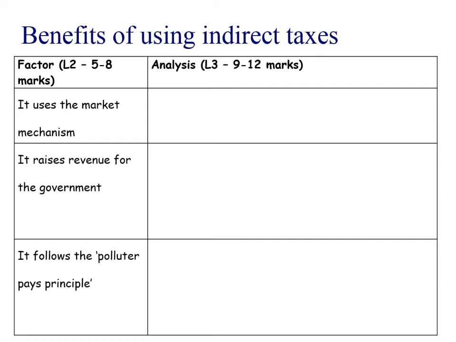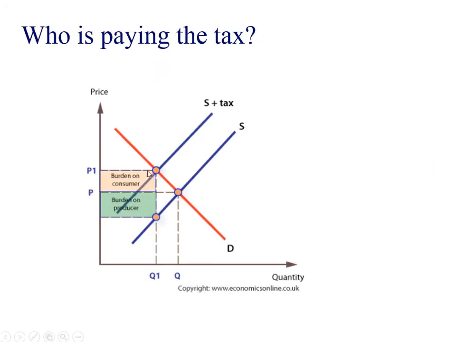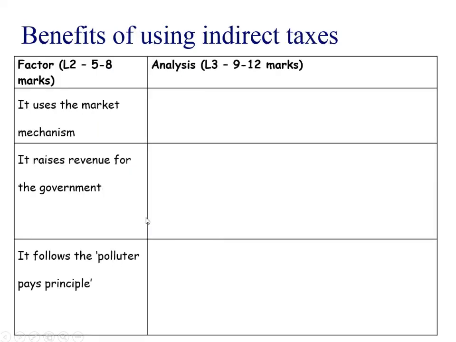It also raises a bit of revenue for the government. So either way you look at it, that shaded box, the burden on the consumer plus the burden on the producer, that's money for the government. That's their tax revenue. And lastly, it follows the polluter pays principle.